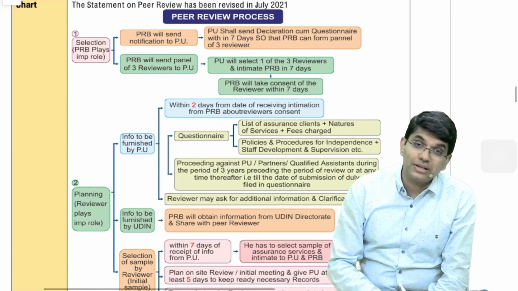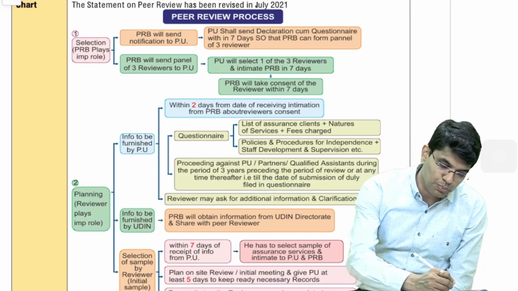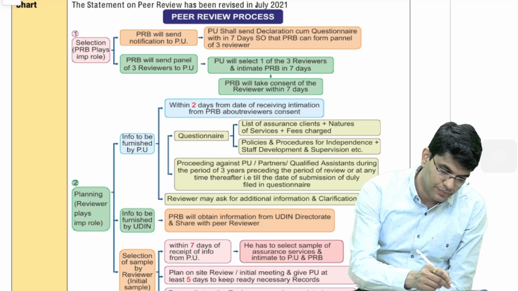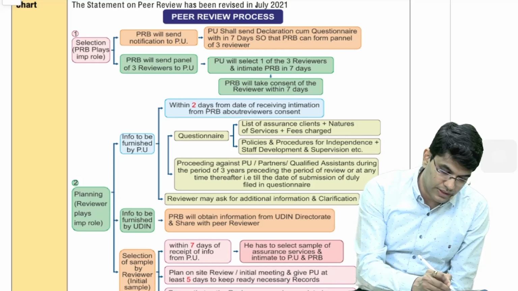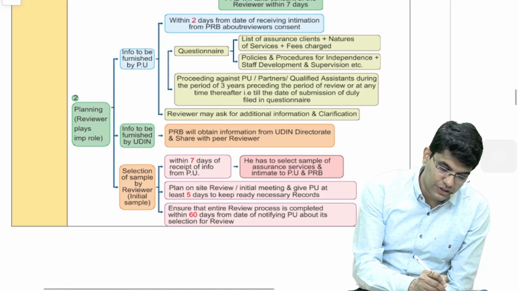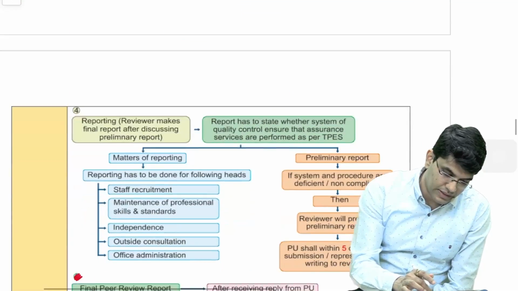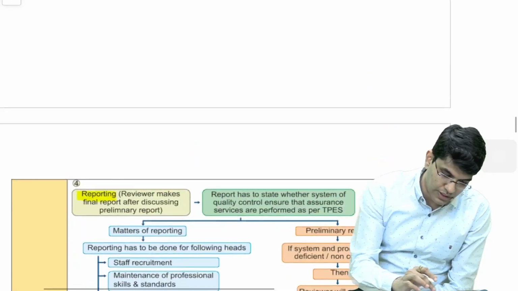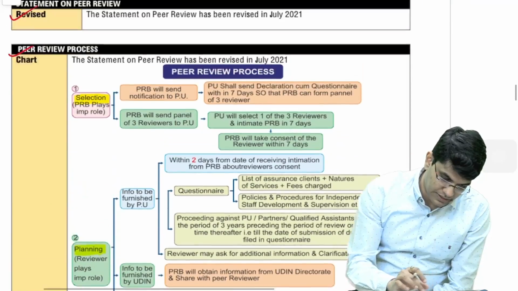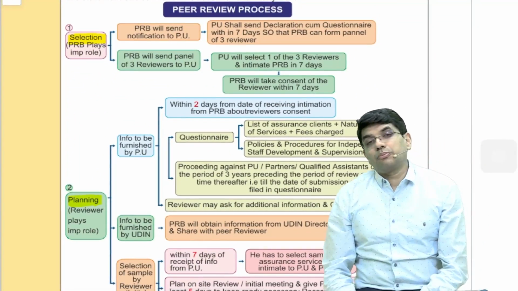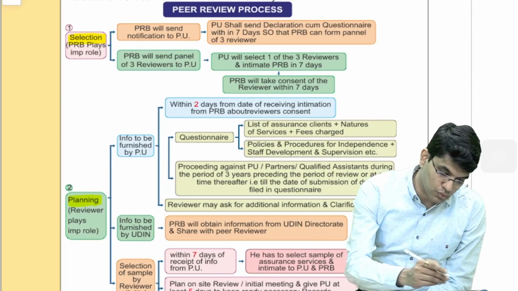Let's see. First of all, we need to understand that the peer review process is divided into parts. First is the selection phase. After selection, there is a planning phase. After planning, there is an execution phase. And then next, there is a reporting phase. Okay. There are 4 phases. Let's see. In the selection phase, the peer review board plays a very important role.